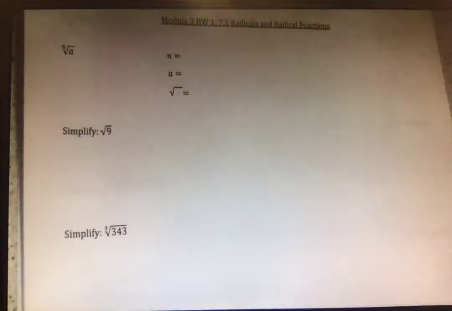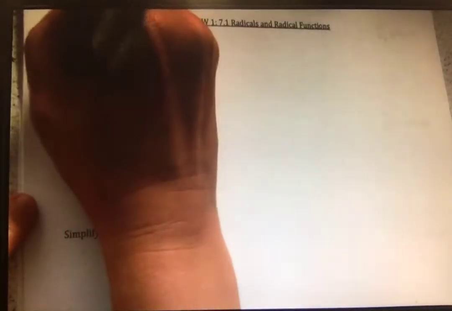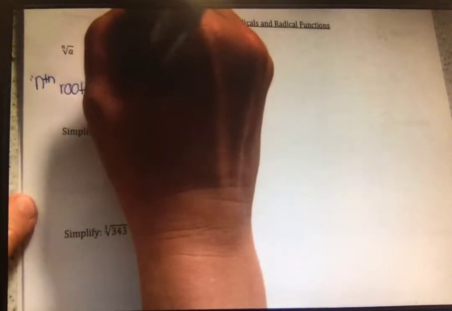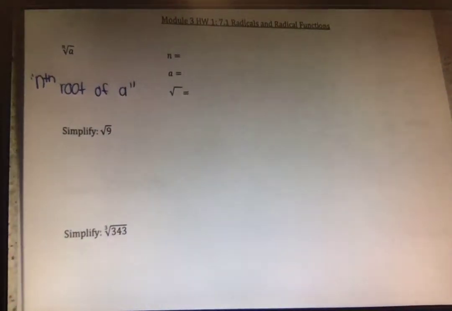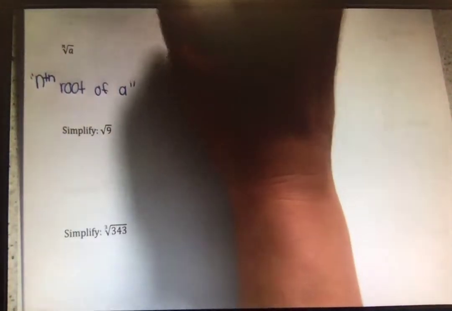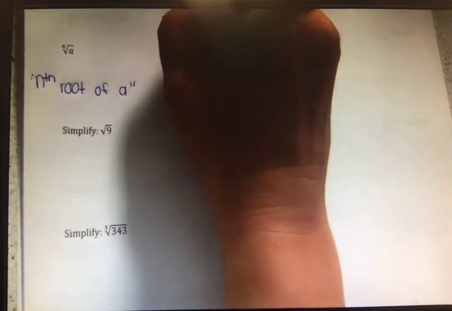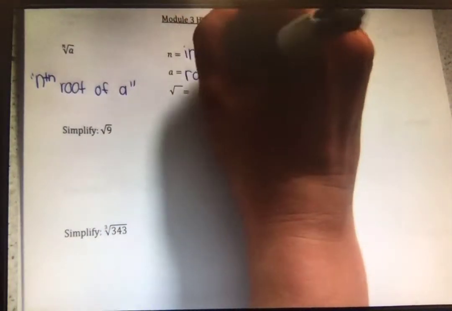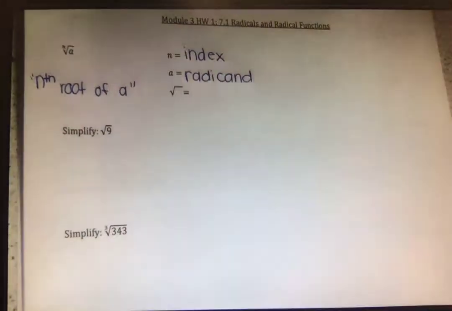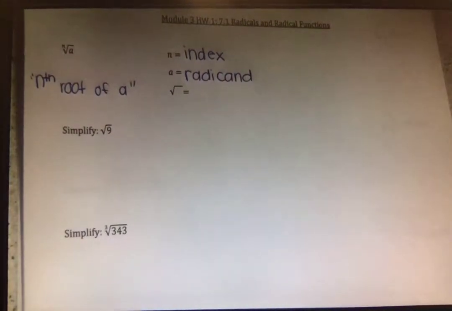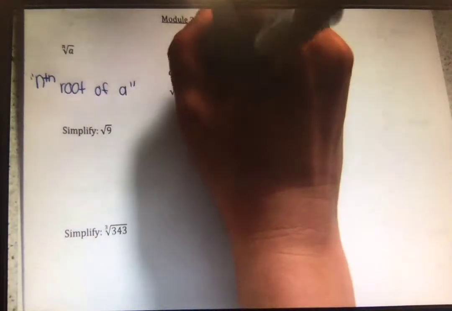All right, this is module three, homework one, radical and radical functions. We're going to start with the nth root of a. So we call this the nth root of a. So n tells you what root, whether it's a square root, cubed root, fourth root, whatever. So this is what's called your index. Your a is what you're taking the root of. So that's called your radicand. And then that funny check mark looking symbol is your radical symbol.